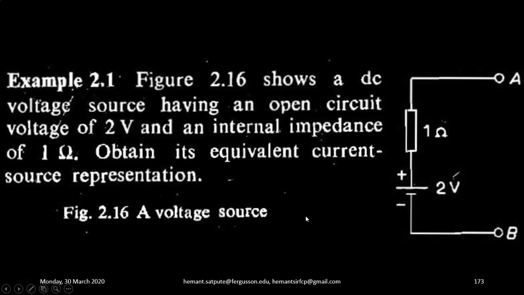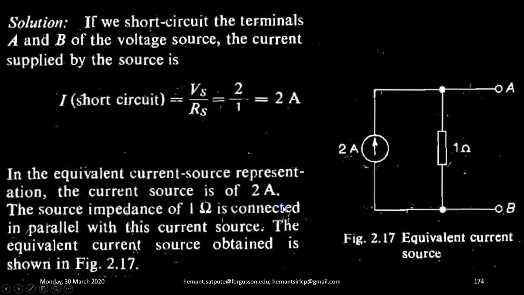Let's begin. First example: the figure shows a DC voltage source having an open circuit voltage of 2 volt and internal impedance of 1 ohm. Obtain its equivalent current source representation. Now the solution. If we short circuit the terminals A and B of the voltage source, then the current supplied by the source I under short circuit condition will be equal to Vs upon Rs, that is 2 upon 1, that is 2 ampere.